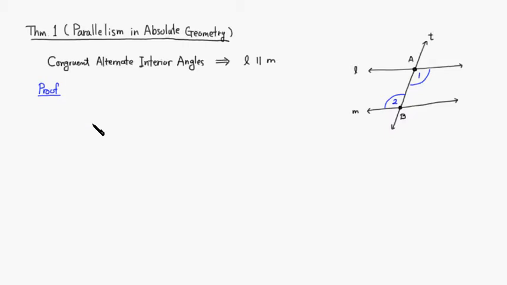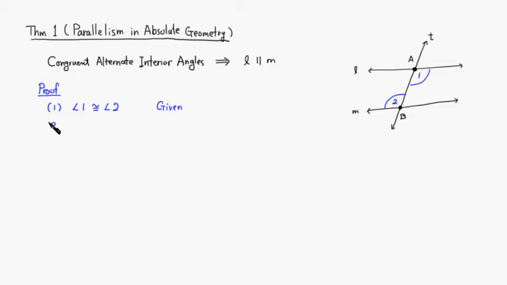So first, what's given is that alternate interior angles are congruent. So angle 1 and angle 2 in the picture, I'm going to just use that notation. So angle 1 is congruent to angle 2. Right, so this is given.